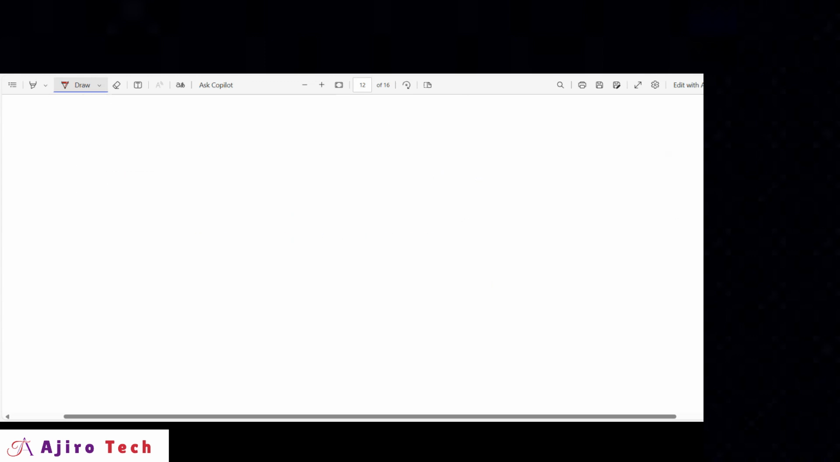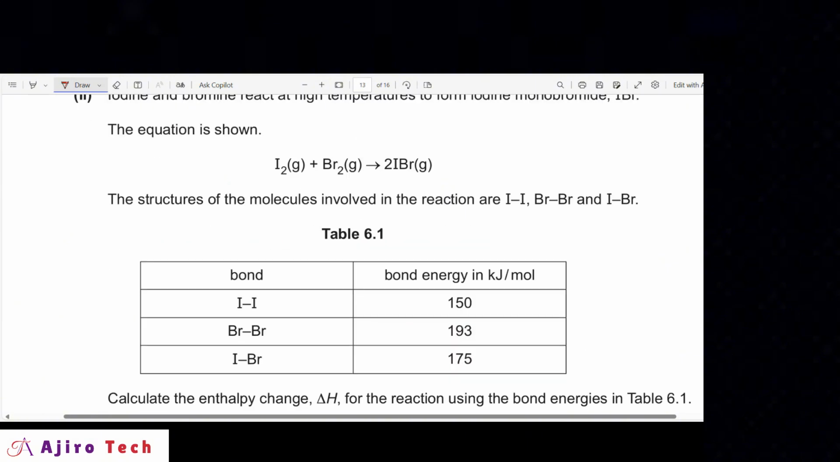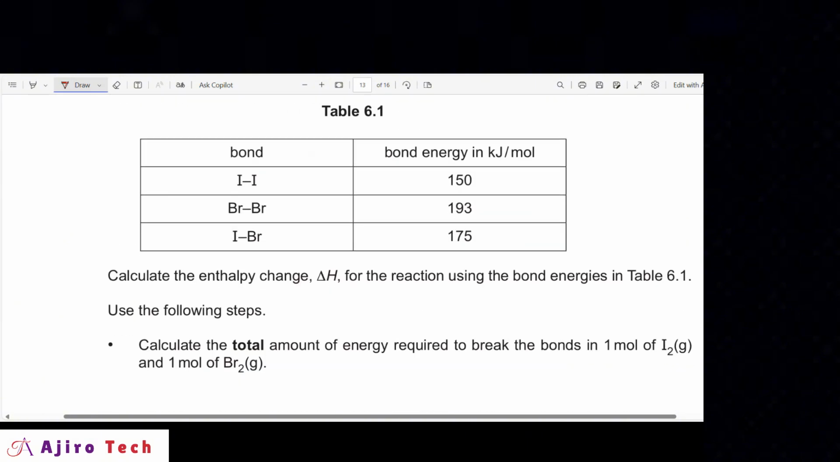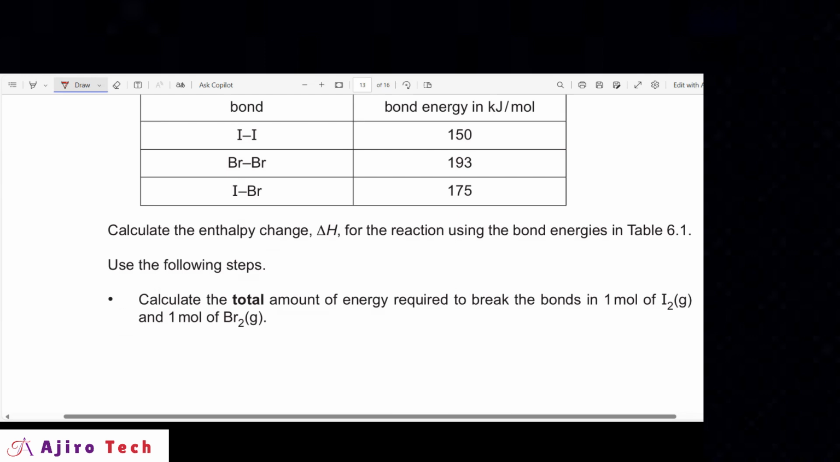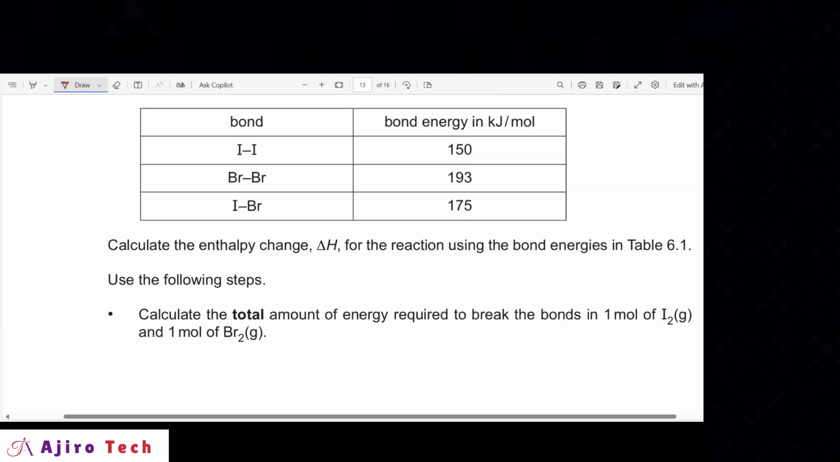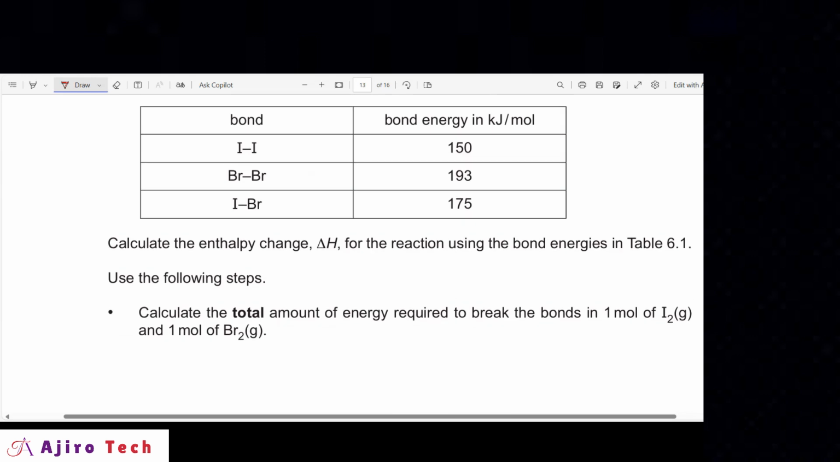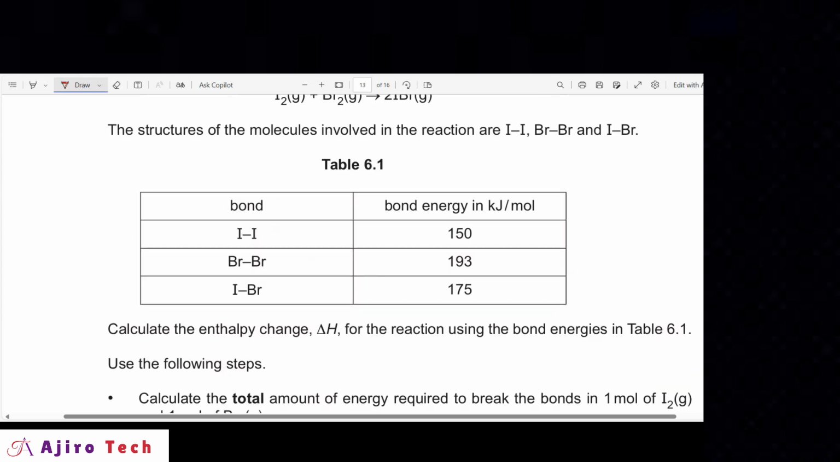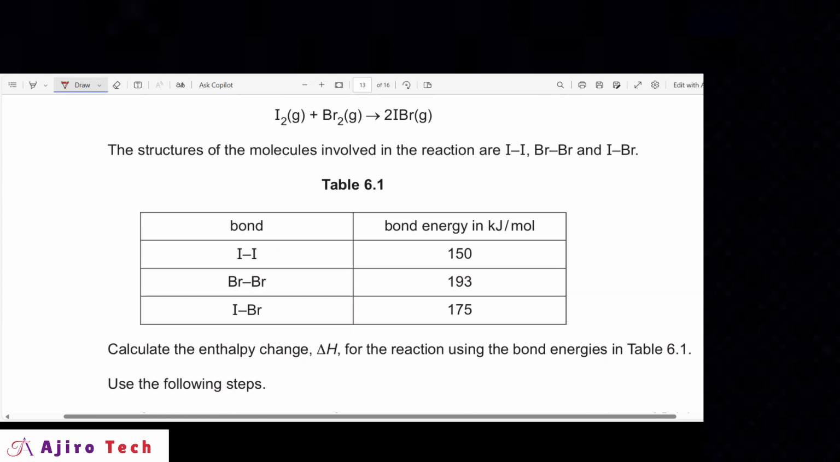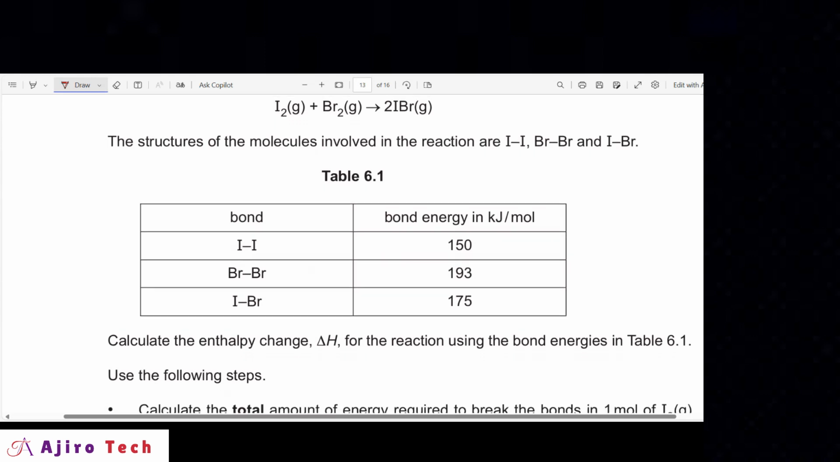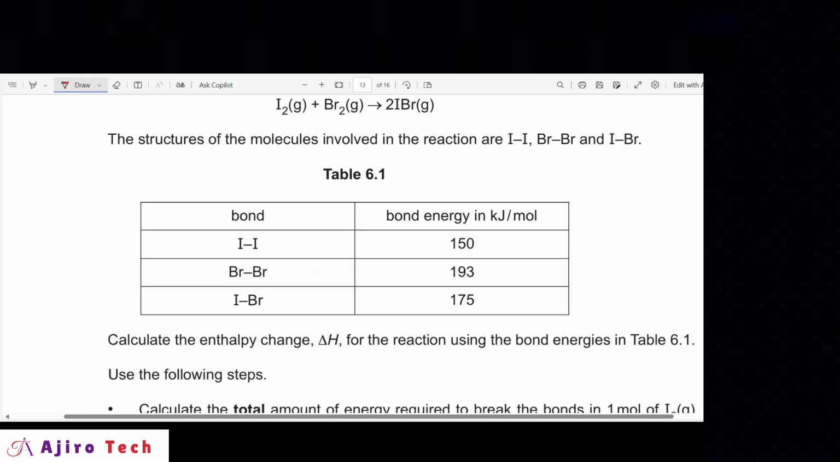All right. So the next question here is on bond breaking. Calculate the total amount of energy required to break the bonds in 1 mole of I2 and 1 mole of Br2. So let's go to the general equation. We have this data already. So for I2 and Br2, we are breaking just 1 mole each of them. So this is 150 here, and this is 193 at the other end.